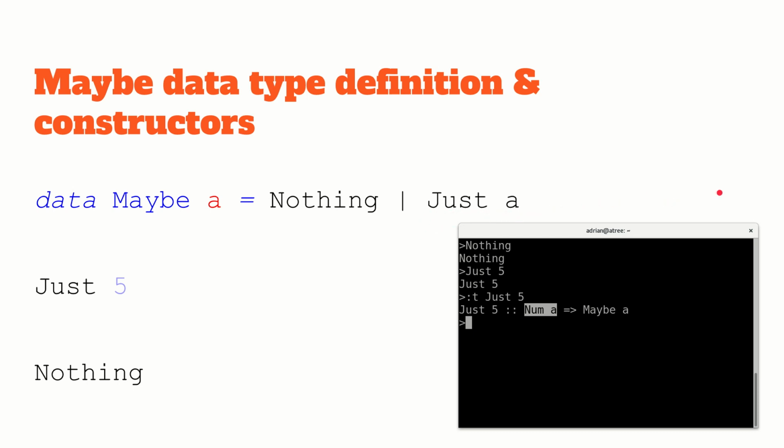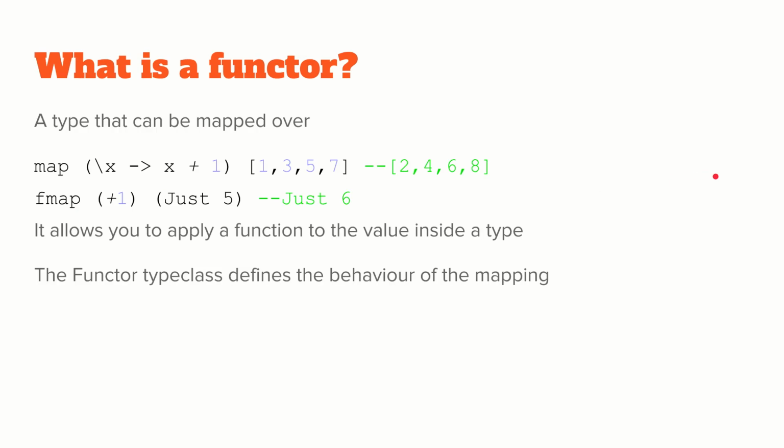So say you have a customer, you go to the database, you return the customer. If he doesn't exist, you get Nothing back, and if he exists, you get a Maybe type of Just a, so you get a customer there. Okay, so what is a functor?